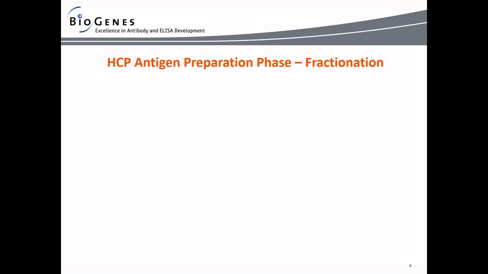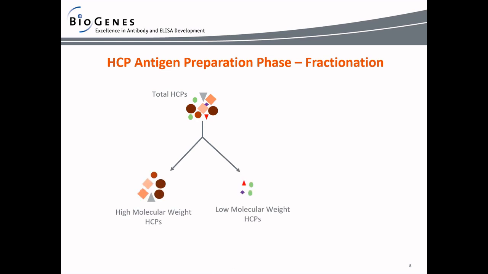The antigen preparation phase includes also the fractionation of HCPs. Because low molecular weight proteins come along with additional analytical challenges, they tend to be less immunogenic, so that low molecular weight specific antibodies might be underrepresented in our mixture. So our counter strategy is the fractionation of the HCPs prior to the immunization. This can be realized, for example, by ultrafiltration or size-exclusion chromatography, and can significantly improve the antibody immune response in the end.